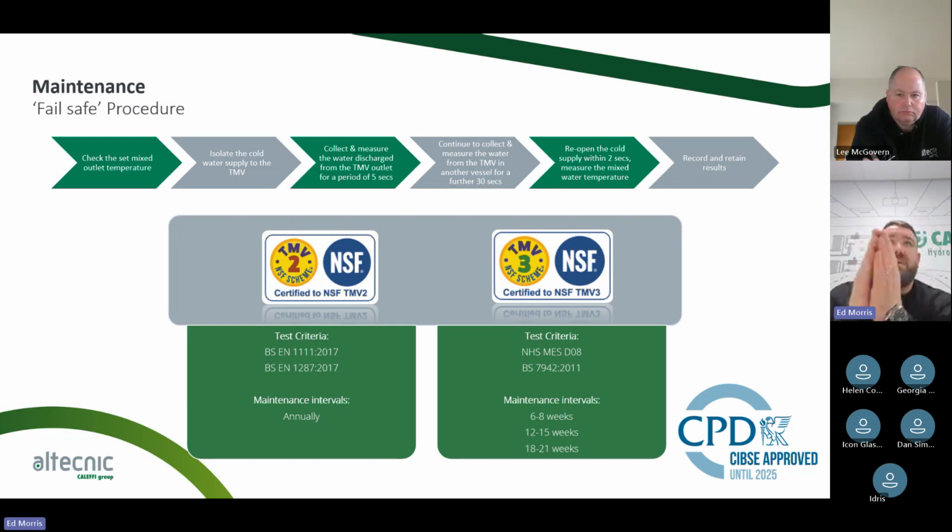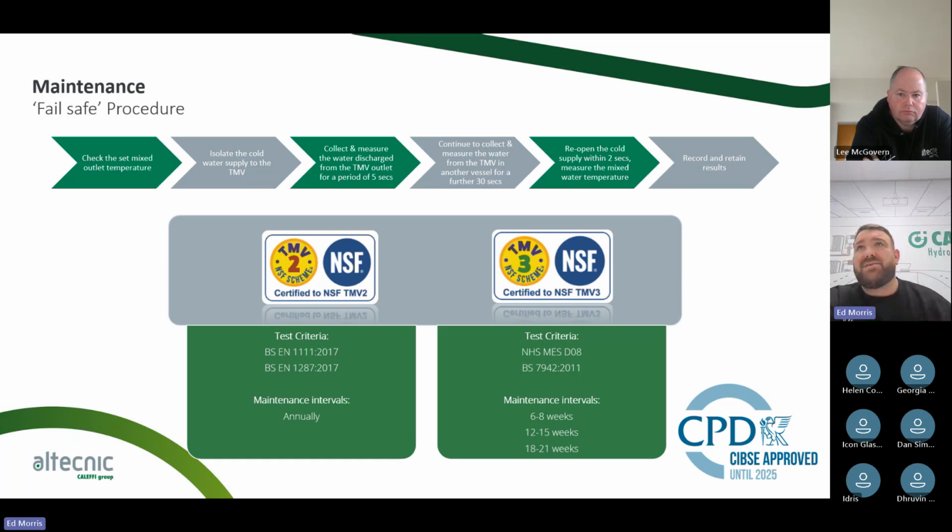But there's different ways to do it. The fail-safe procedure, like we say, is done in different ways. It's done for TMV2 and TMV3. Test criteria is set out in BS EN 1111:2017 and 1287:2017. The maintenance intervals are annually. You can judge a maintenance interval by the performance of the valve. If you carry out all your checks on your valve, your temperature stability, your fail-safe, all that kind of stuff, and everything is as it should be, the valve probably doesn't need maintaining, but you're carrying out an initial check to see whether it does need maintaining.